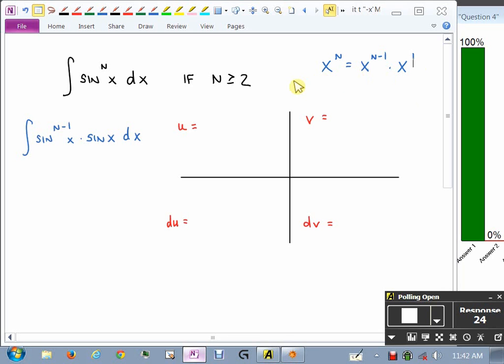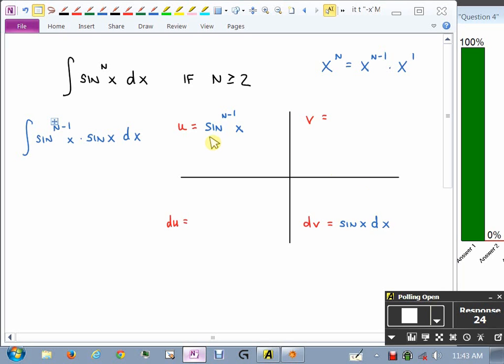Why do I not care about if n is 1? If n is 1, what's the antiderivative of sine? Negative cosine. So, who cares, right? It's for powers of 2 and up. We want a formula for it. So, if I do it this way, watch what happens. I'm going to choose for my u, sine to the n minus 1 of x. I'm going to choose for my dv, sine x dx. And let's just see where this takes us, all right?